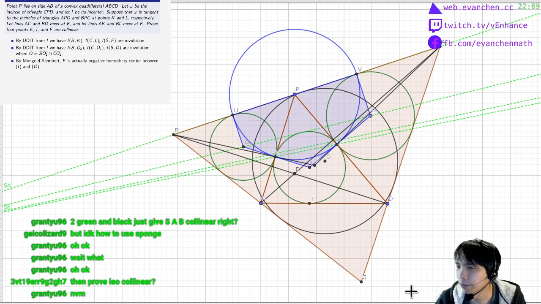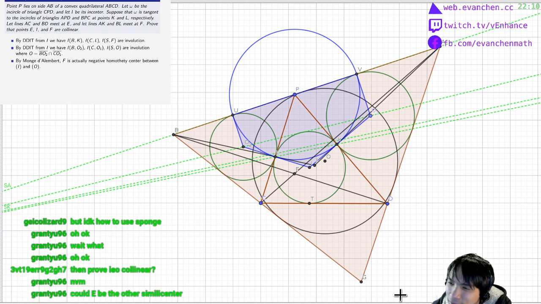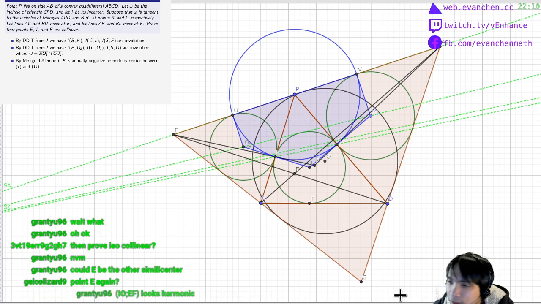So I agree. We want to get... Is F a bad point? Is E a better point? I mean, I guess... I don't know. It's just, I don't know what to do with this point E. It's just so bad. Like, I want to do CD intersect AB, but the issue is that doesn't... Could E be the other similar center? Oh, really? Maybe. That's a stretch, but I won't discount the possibility.